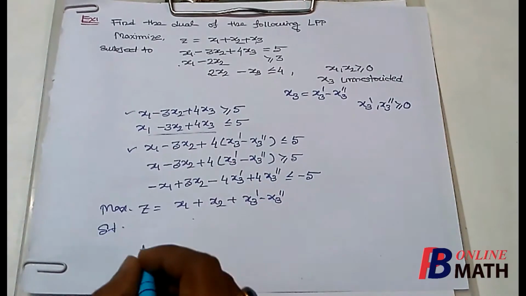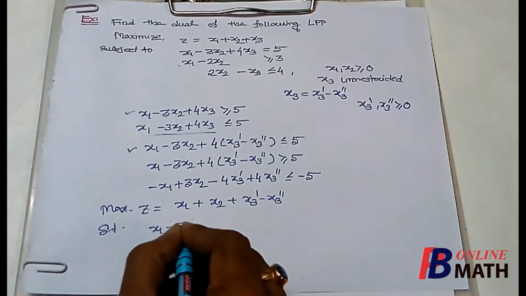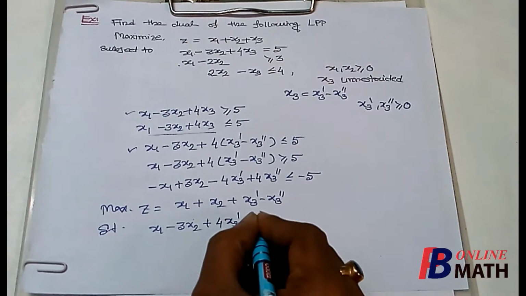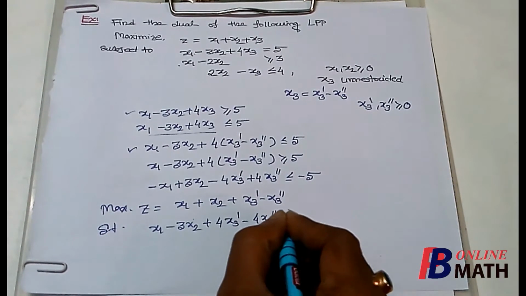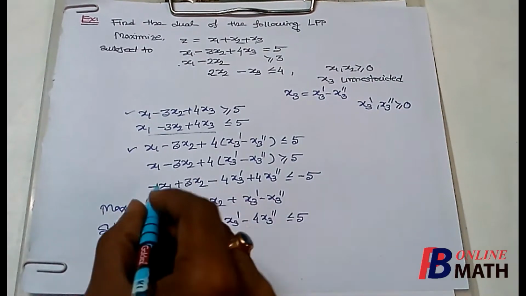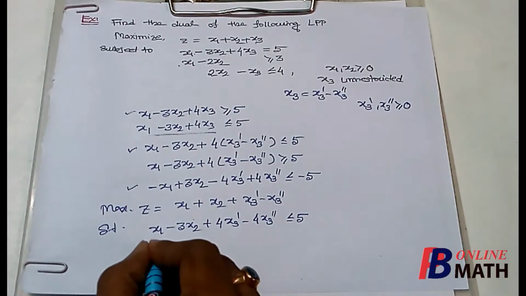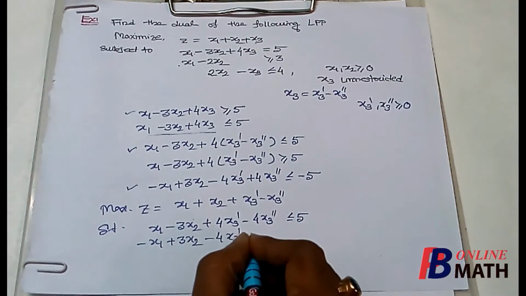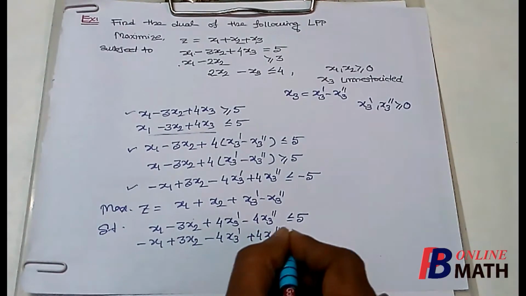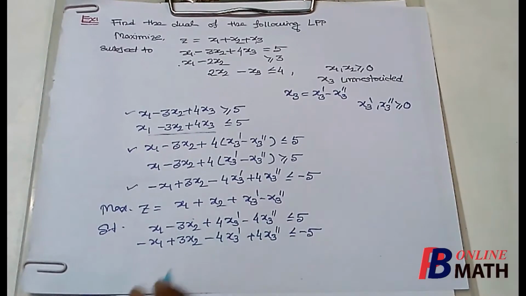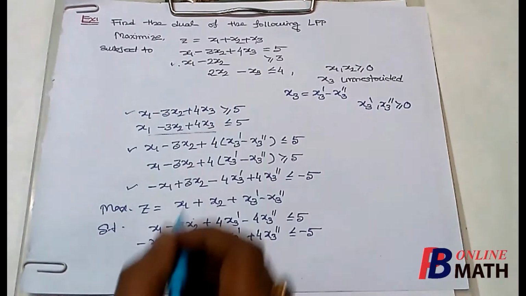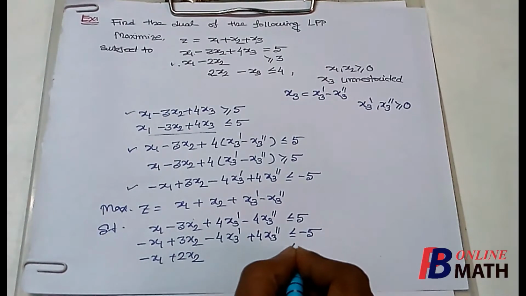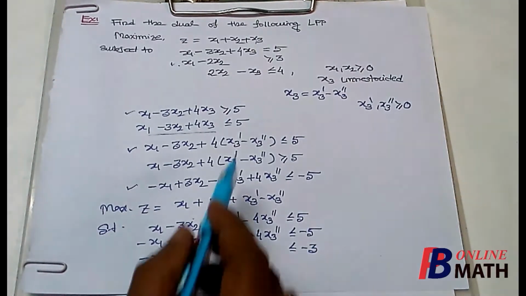The first one is x1 minus 3x2 plus 4xc' minus 4xc'', it is less than or equal to minus 5, and this one, minus x1 plus 3x2 minus 4xc' plus 4xc'', it is less than or equal to minus 5. Now this constraint can be written as minus x1 plus 2x2 is less than or equal to minus 3, multiplying this constraint by minus 1.